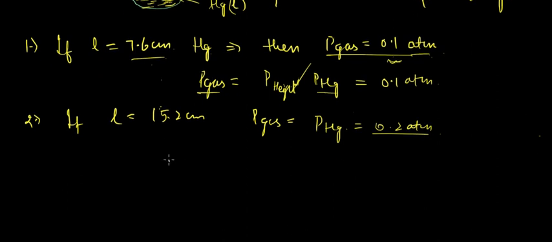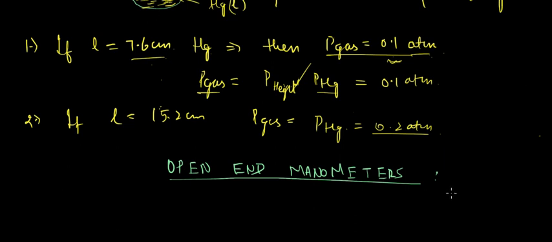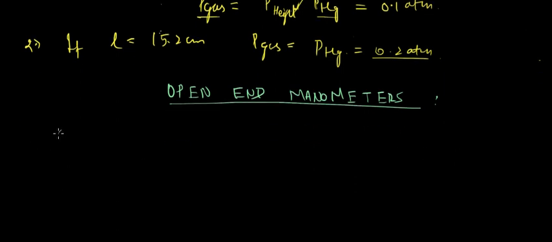We'll be seeing open end manometers now. In open end manometers, let's say again we have the same apparatus in which we have a gas chamber, and this gas chamber is filled with some gas here. After filling, the chamber is closed, and this is further set up into a manometer tube, a manometer apparatus, which is open end.